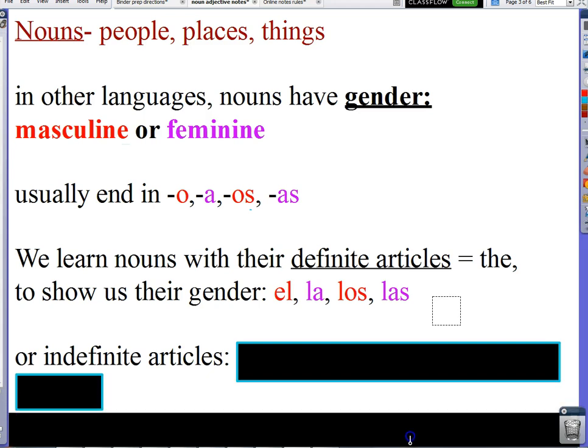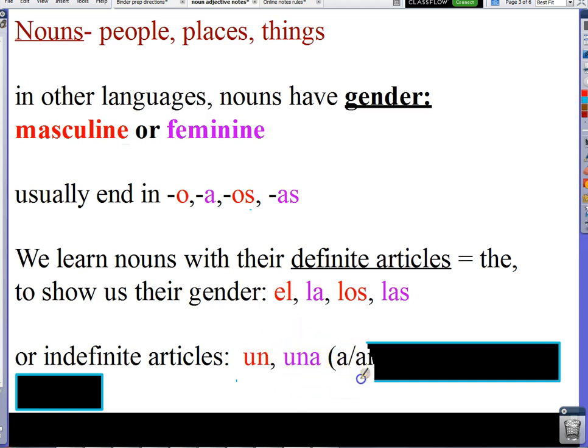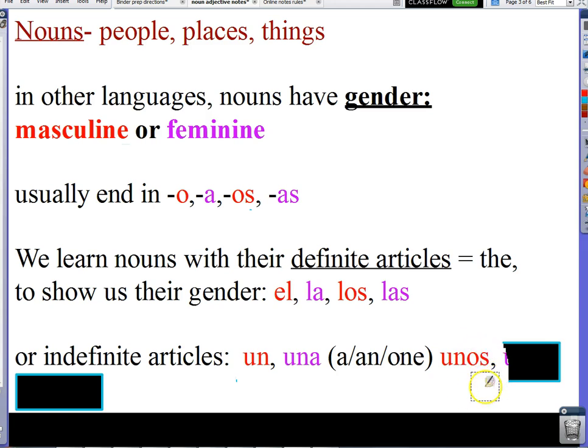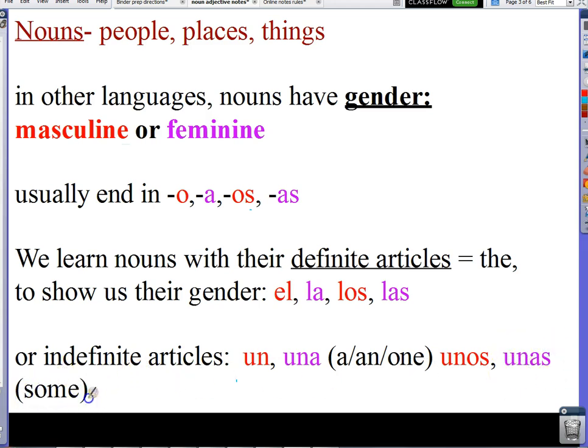Or sometimes you might learn your nouns with indefinite articles, like un, which is singular and masculine, una, singular and feminine, and un and una mean a, an, or one. Or you might learn, if it's plural and masculine, unos in front of it, or unas. Unos and unas mean some.